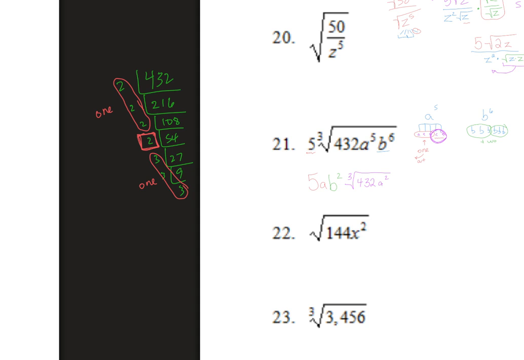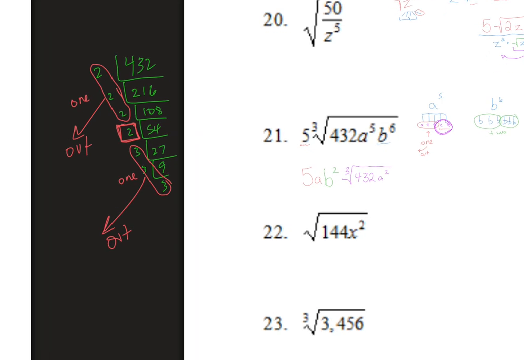So again, what's going to happen is this is going to go out. This is going to go out. So 2 and 3 go out. That is 6, by the way. 2 times 3 is 6. Hang on. Am I doing that right? Yep, I'm doing that right.